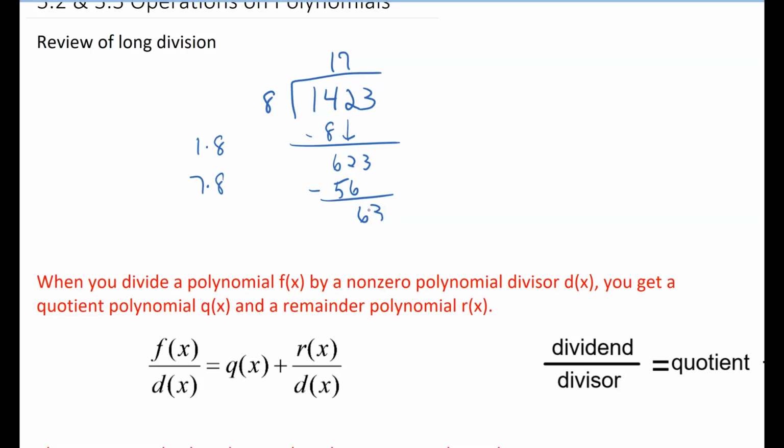All right. And what do we do here? 8 into 63 again. So again, we end up with 7. And again, we multiply that 7 by the 8. And we are left with 7. What do we call that 7 if we're not going to continue on? We call it the remainder, okay? So we would say that our quotient is 177 and 7/8. Okay, so not out of decimals.